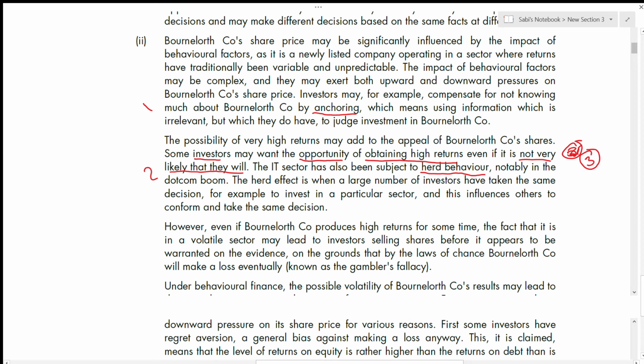Notably in the dot-com boom, so they have given an example also, the dot-com boom. The herd effect is when a large number of investors have taken the same decision, for example, to invest in a particular sector, and this influences others to conform and take the same decision. Right?